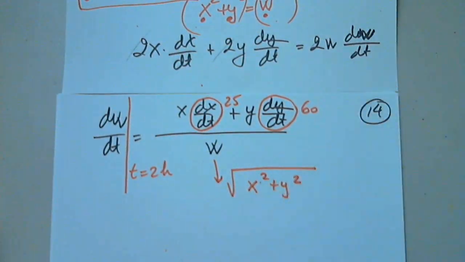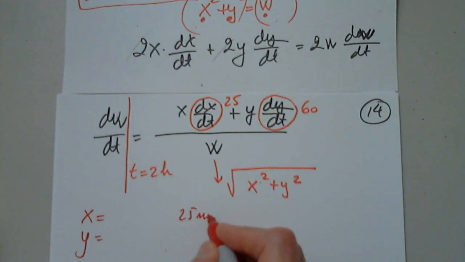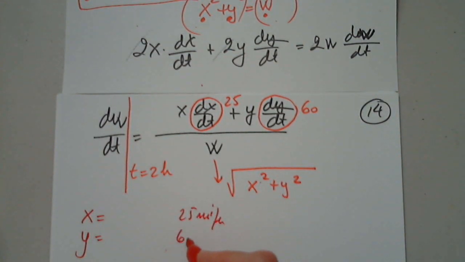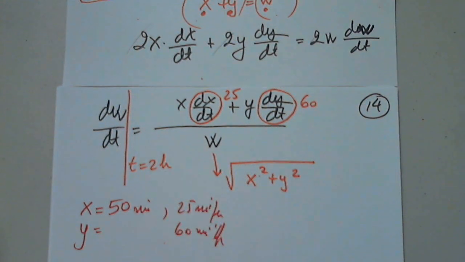So we want to find x and we want to find y after 2 hours. How much is x after 2 hours and how much is y after 2 hours? Knowing that the speed here is 25 miles per hour and the speed here is 60 miles an hour. If you drive at 25 miles an hour, how far away are you in 2 hours? 50 miles, awesome. If you're driving at 60 miles an hour, how far are you going to be in 2 hours? 120. That's it. So now we have everything.